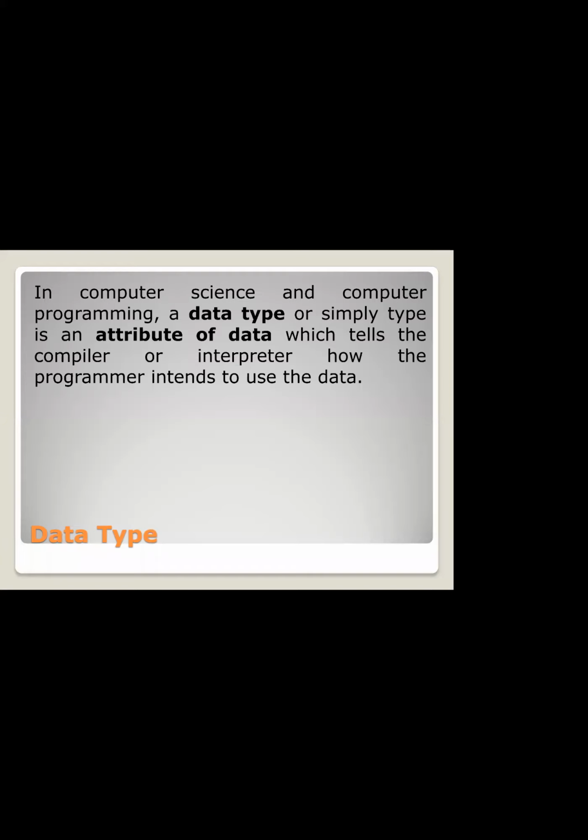So data type signifies what kind of data I will store in my memory. Variable signifies what is the name of the memory location I want to use for the particular data, through the data type. Okay, so this is all about data type.